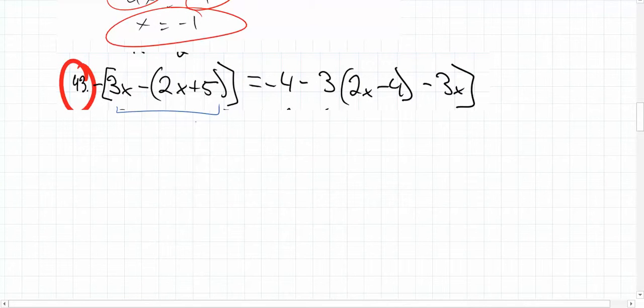So what's 3 minus 2x? Nope. What's 3x minus 2x? No. I'm asking the question out loud. What is 3x minus 2x? X, thank you. What's negative 1 times 5? 5. Negative 5. And then you got to distribute.